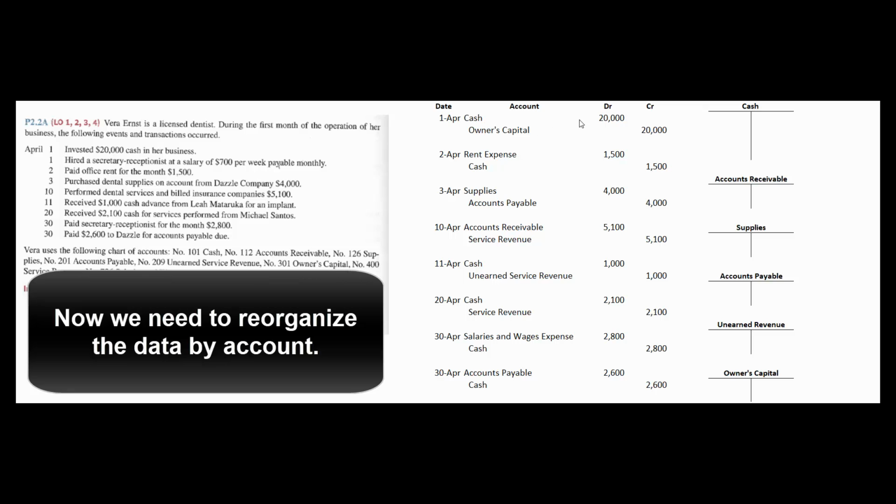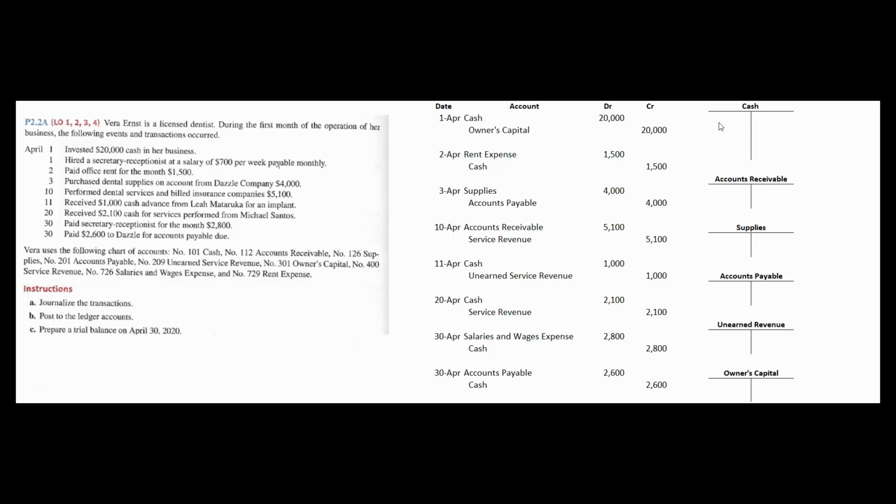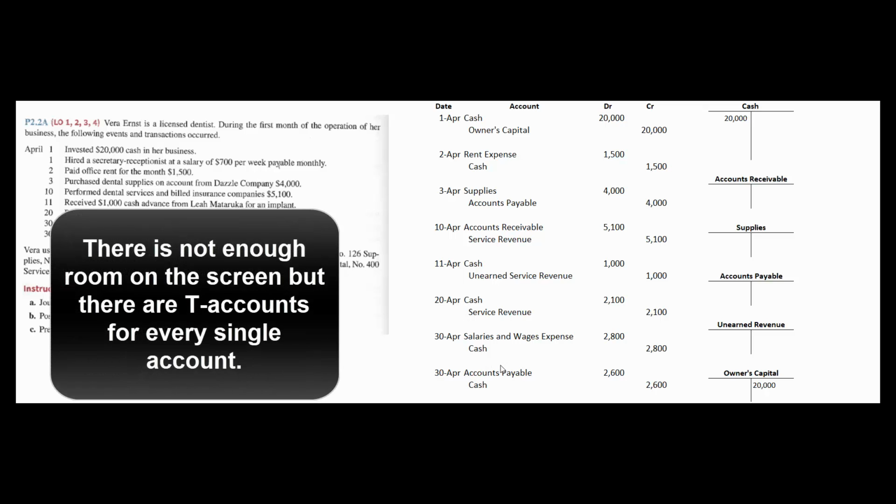Let's post that $20,000 debit to the cash account. In T account world, the left-hand side is debits and the right-hand side is credits. Now let's post that $20,000 credit to owner's capital. And we would do the same thing for all these transactions here. And let me give you a hint of where the cash balance should end up.